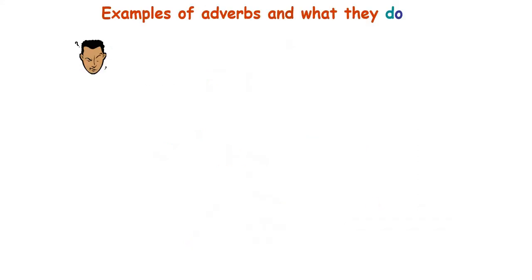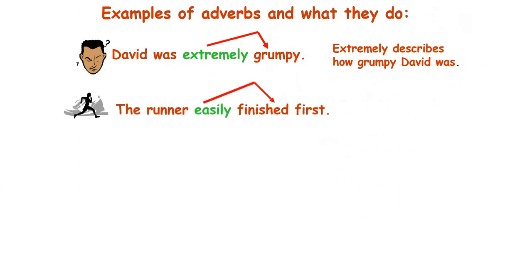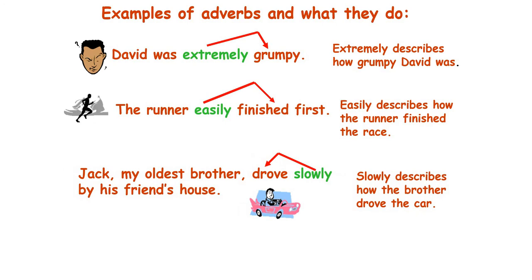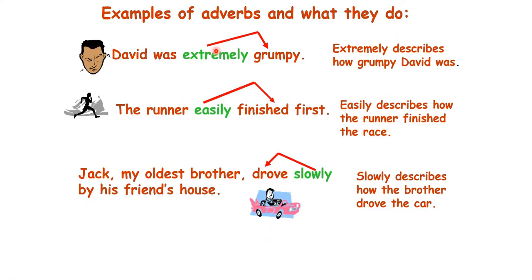Great. Here we have examples of adverbs and what they do. David was extremely grumpy. Extremely describes how grumpy David was. So here we have an adjective, which is grumpy, and we have an adverb that describes the adjective, extremely. Extremely describes the adjective.